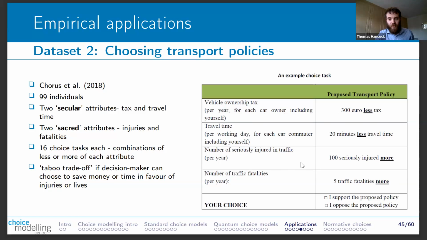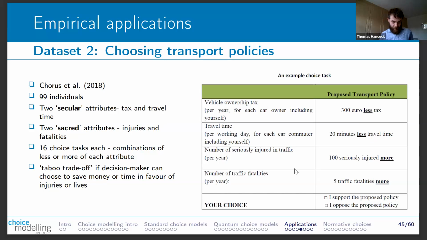So it might be that it's a safer road or not. There are these secular attributes, as we call them, tax and travel time, things that don't really affect anyone else. And then there are injuries and fatalities, potentially impacting human life. So we call these sacred attributes. The individuals in this data set did 16 different choice tasks, so 16 different combinations of less or more of each of these.